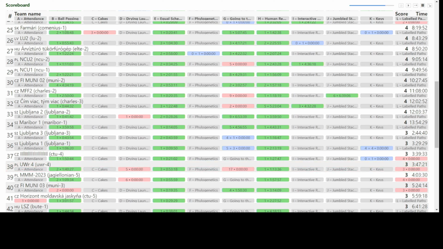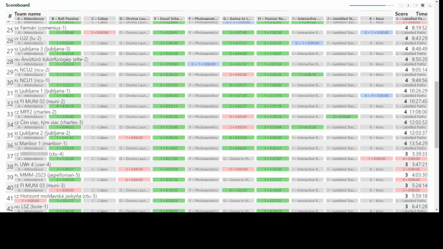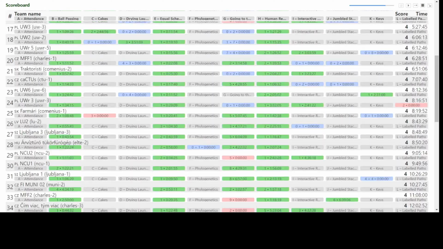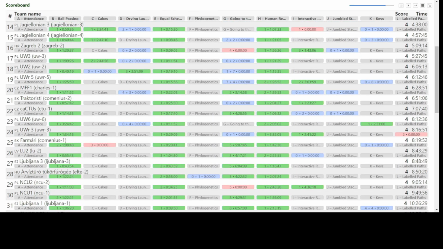Team, it's called barcode. Team barcode. Okay. 1 attempt at problem K. Nope. Ljubljana 1, 3 attempts at going to the moon. Successful. Ljubljana 3, also going to the moon. Successfully. And now we scroll a few places. With Ljubljana 1, attempting keys.